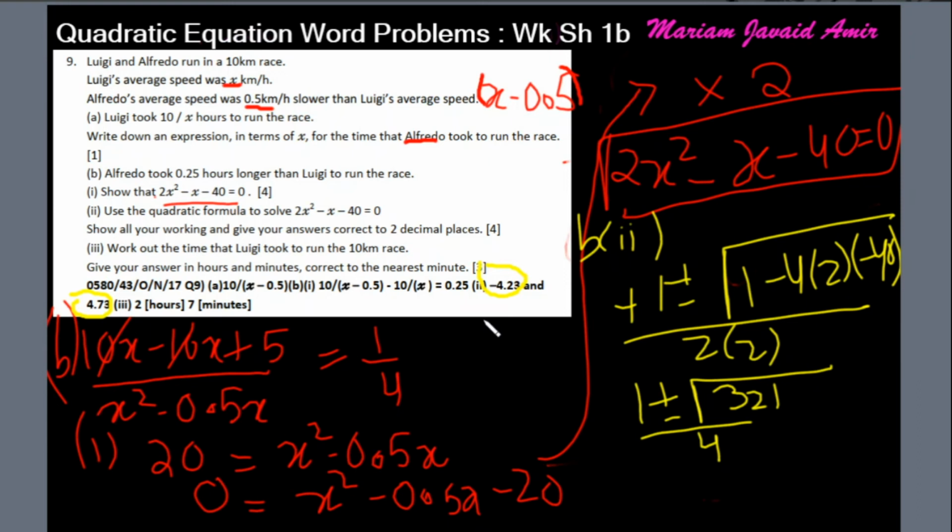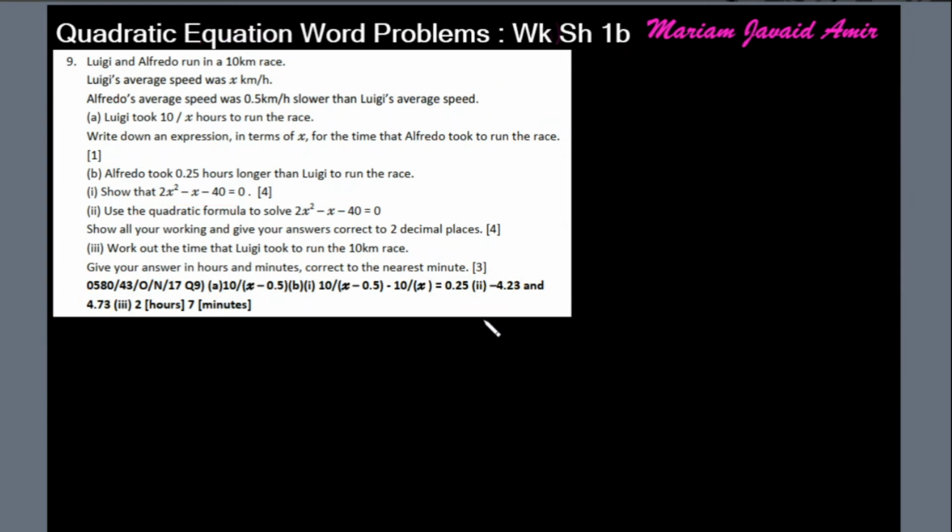Part 3, work out the time that Lugi took to run 10-kilometer race. So Lugi's time was 10 by x, and x came out to be these two values, and x was the average speed, which can't be negative, so we'll only use the positive value, which is 4.73. This gives us time in hours.